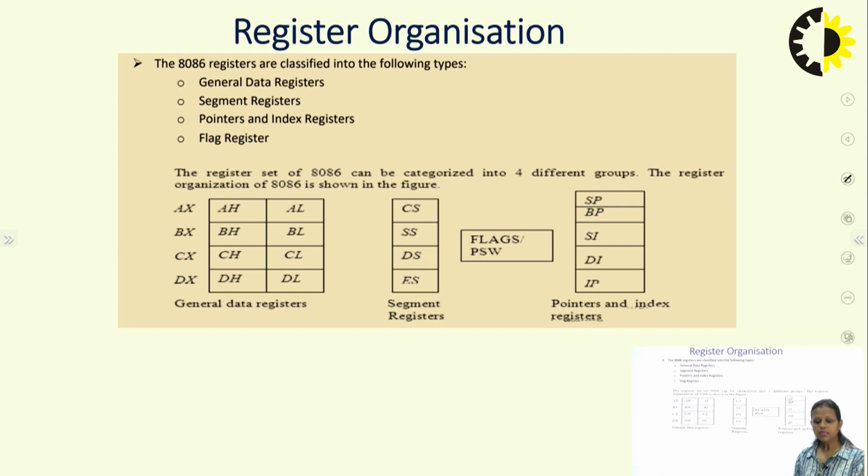Now coming to the register organization. The 8086 registers are classified into general data registers, segment registers, pointer and index registers, and flag registers. So it is classified into 4 types of registers. Here are the general data registers, this is the structure, then segment registers, then flag, pointer and index registers. We will discuss all these registers one by one.